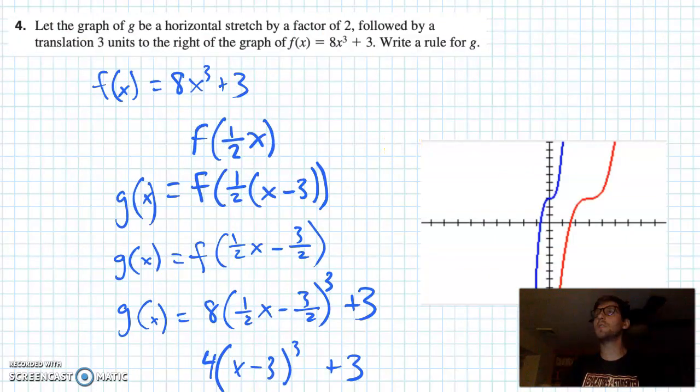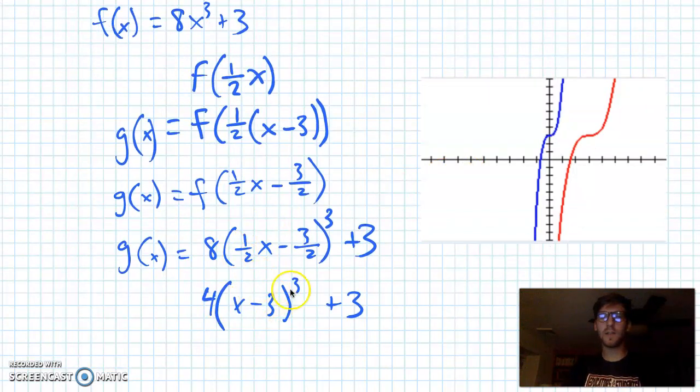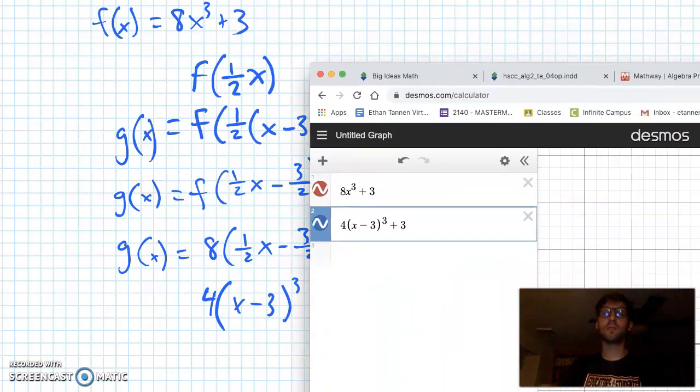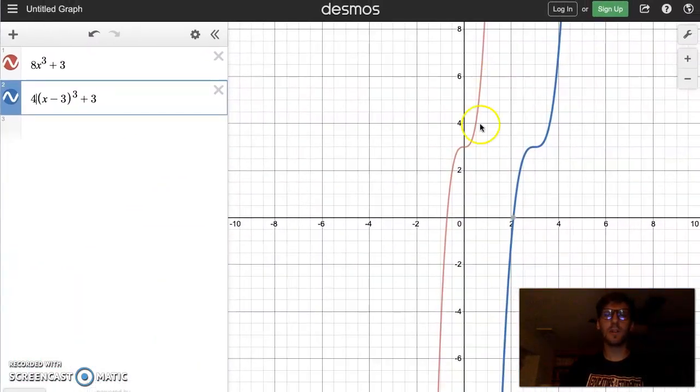I just paused the video, but I think we found a mistake in the textbook. Because this is the textbook answer. And that's not actually horizontally stretched at all. I'll show you. I investigated it on Desmos here also. And it's definitely not a horizontal stretch by a factor of 2. We got to write to the textbook writers.